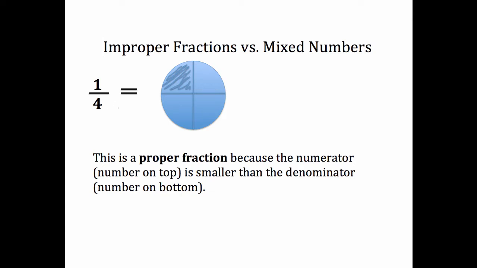In our picture here, we can see that 1/4 can be represented like this, where we have 4 equal sections and one of them is being shaded in. So we're looking at 1 out of 4 of these sections.